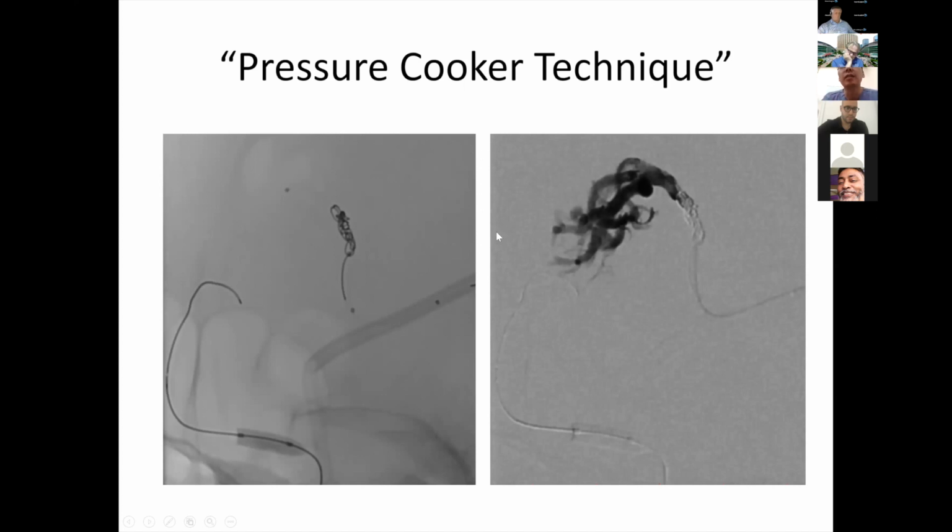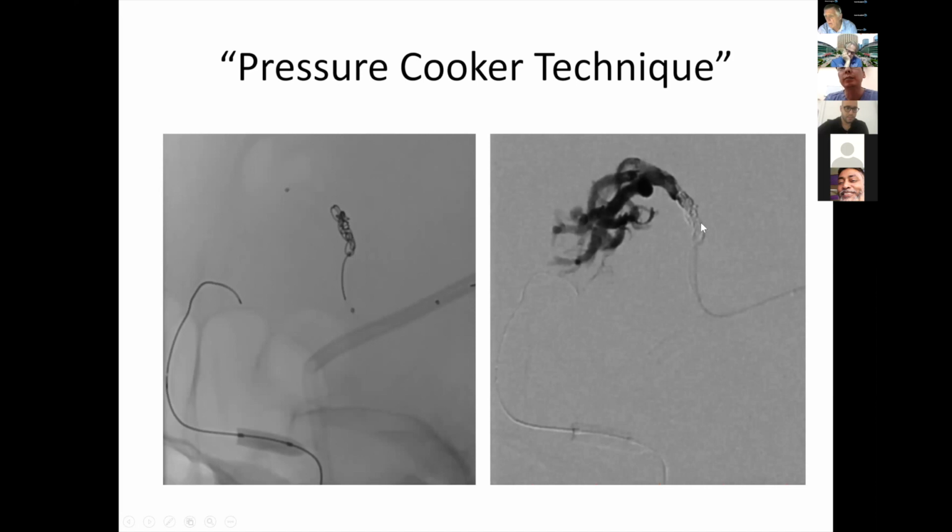I don't know how many neurointerventionalists are in this webinar, so I don't know whether I need to introduce more about the technique nuances. This balloon I deployed here inside the MCA to achieve decrease of the arterial inflow.